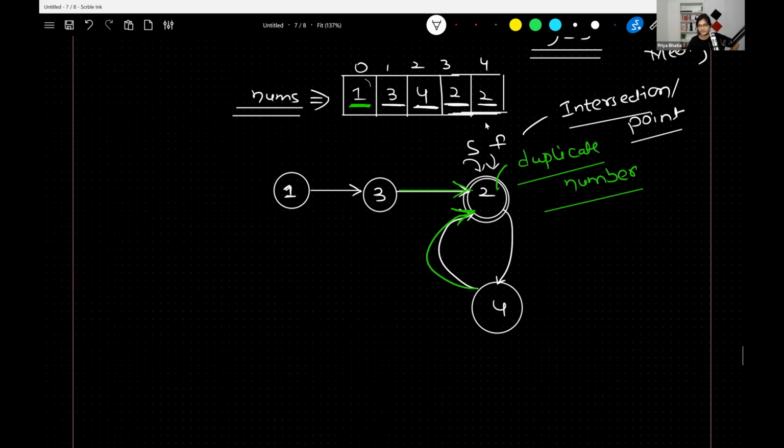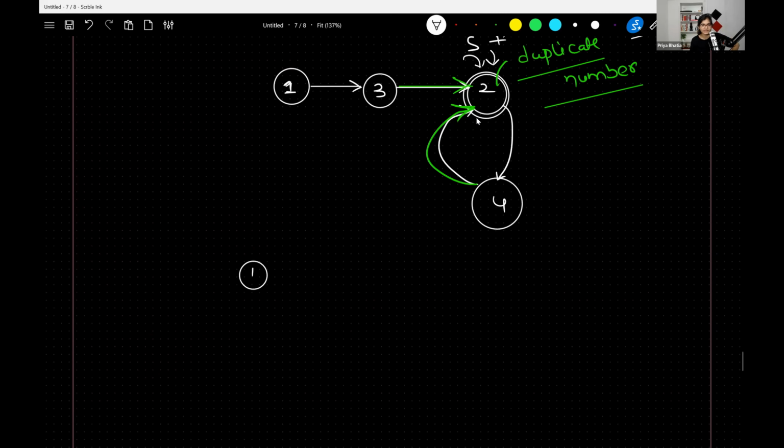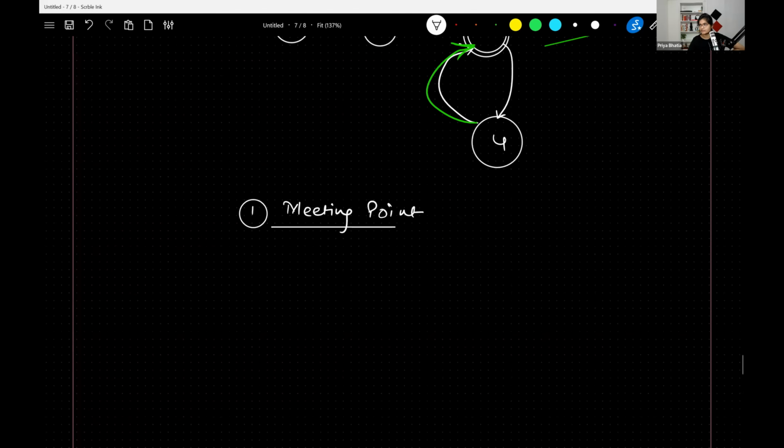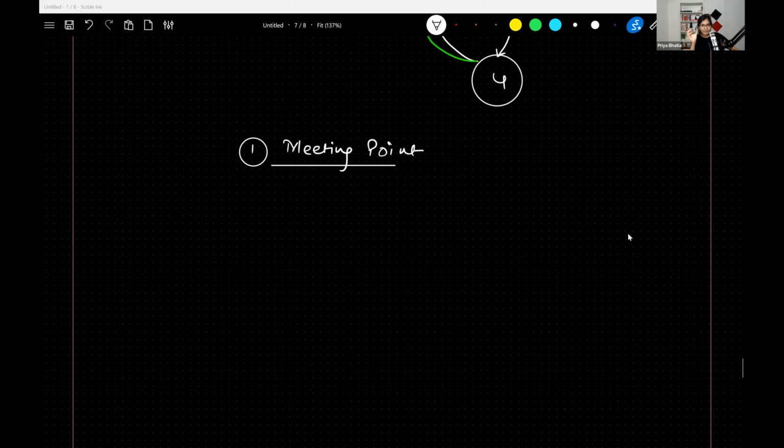So there are 2 phases of this algorithm, what I said. In the first phase, you will be finding out the meeting point of both the pointers. How will you find it out? Just now I talked about it: at any point of time when they both meet, tortoise and hare or slow and fast pointer, you will break that part. After that, in the second phase, you will find out the starting entrance of the cycle, from where the cycle started.